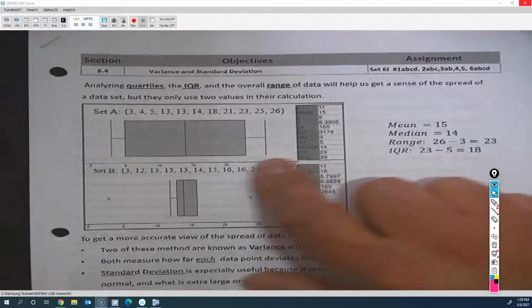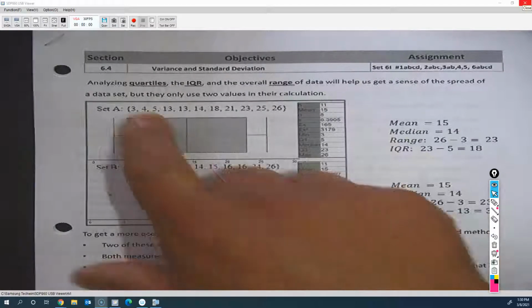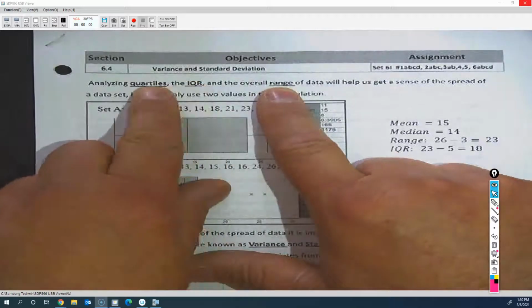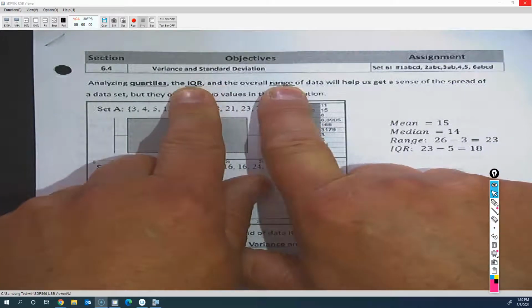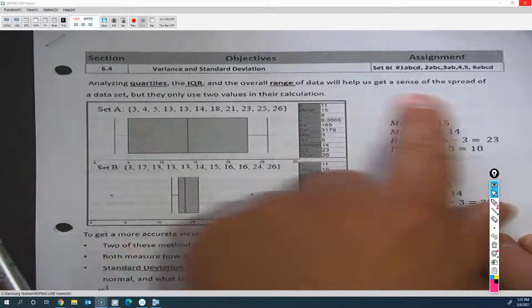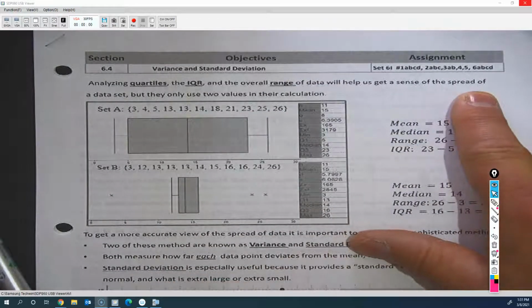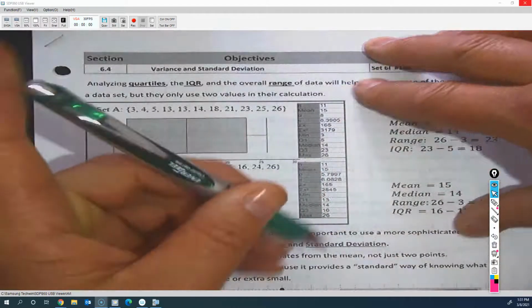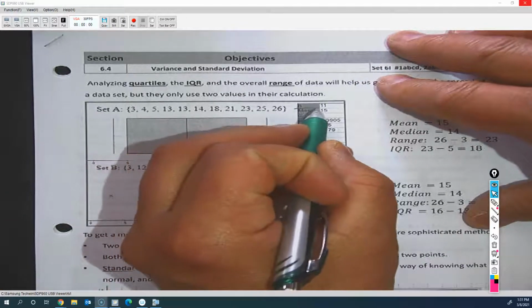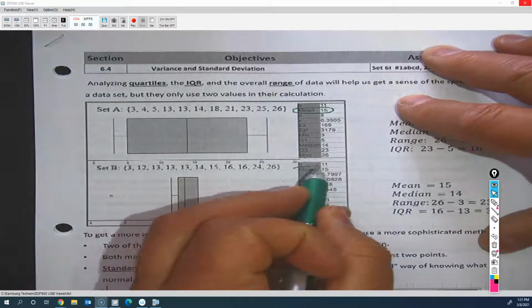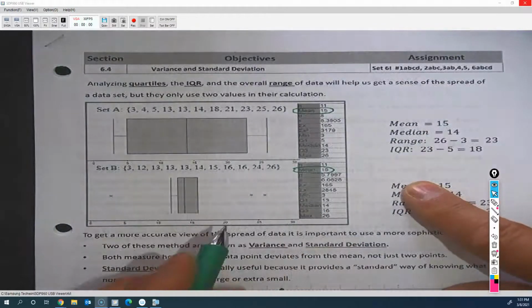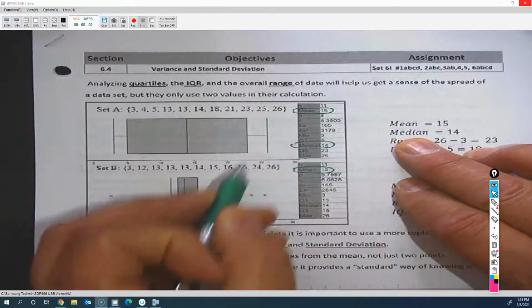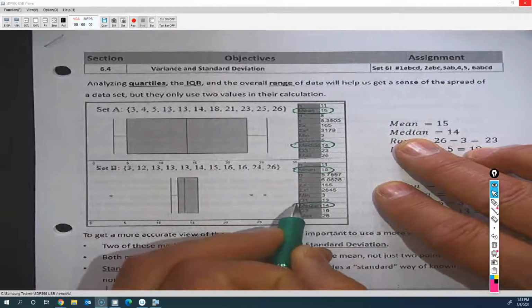But if you look at these two graphs right here, if we just compare the quartiles, and we know that when you look at quartiles, IQR, and range, all of those help you get a sense of how spread out your data is. Now if you look at these two, the mean of both of these is 15. Here's your mean. Both of them have the exact same mean. If you look at their medians, they both have the same median, 14 and 14.